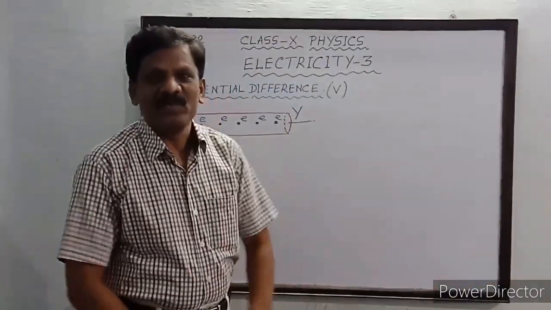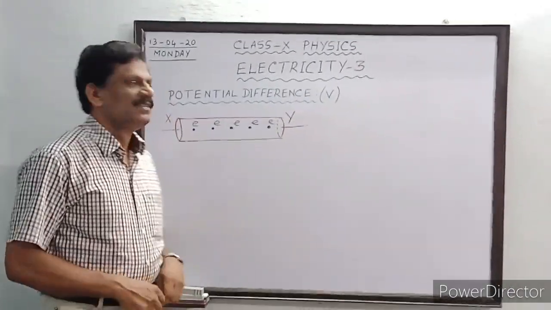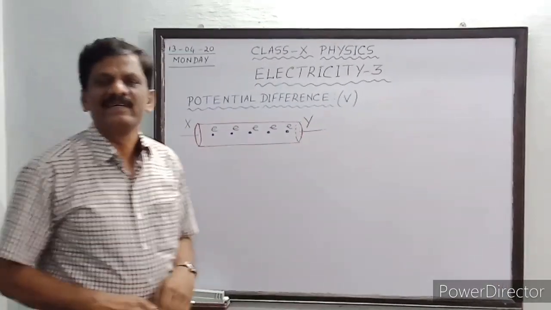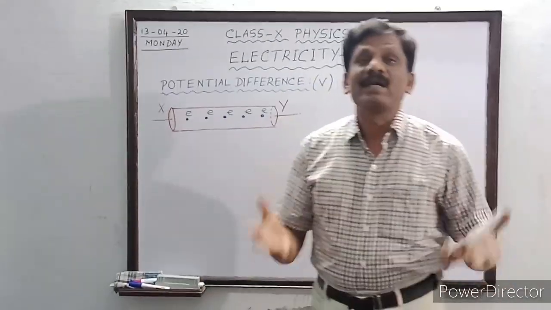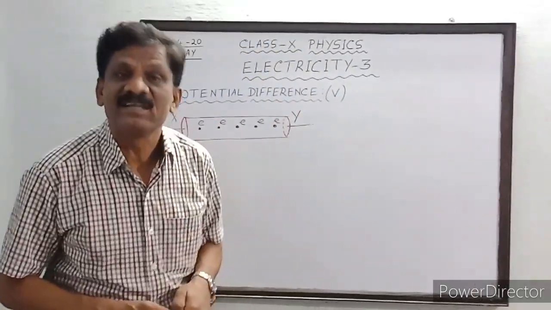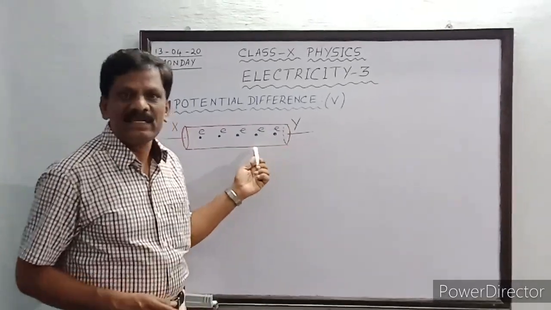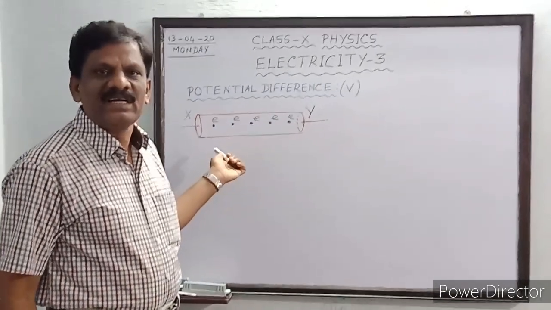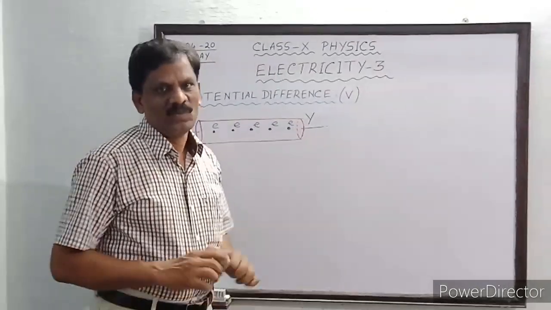Let us now introduce a new topic, potential difference. In the previous video, we have studied how the electric current is passing through a conductor from the topic atomic theory of electricity. Okay. Now, let us consider a short length of a conductor. One end is X and the other end is Y.